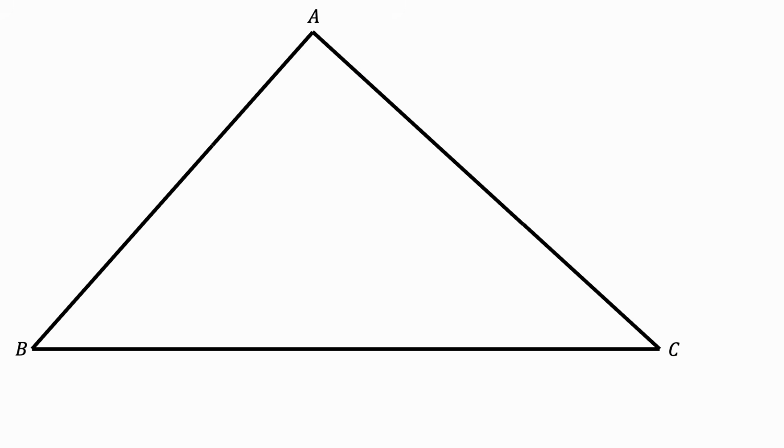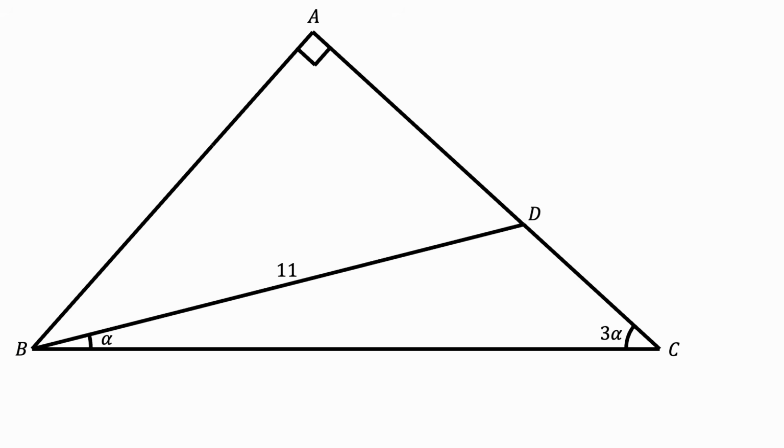In this video, we want to solve the following problem. In right triangle ABC, with angle A equals 90 degrees, angle C equals 3 alpha. Point D is on AC such that angle DBC equals alpha. Given that BD equals 11, DC equals 4, and AD equals x, the goal is to find x. And now for the solution.